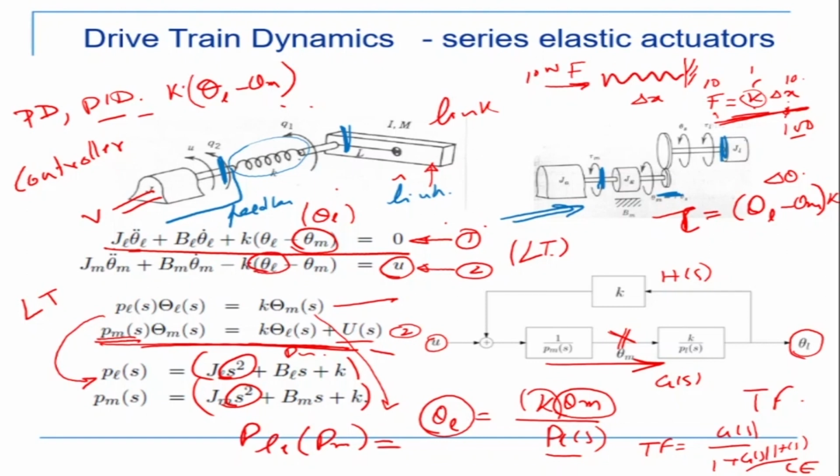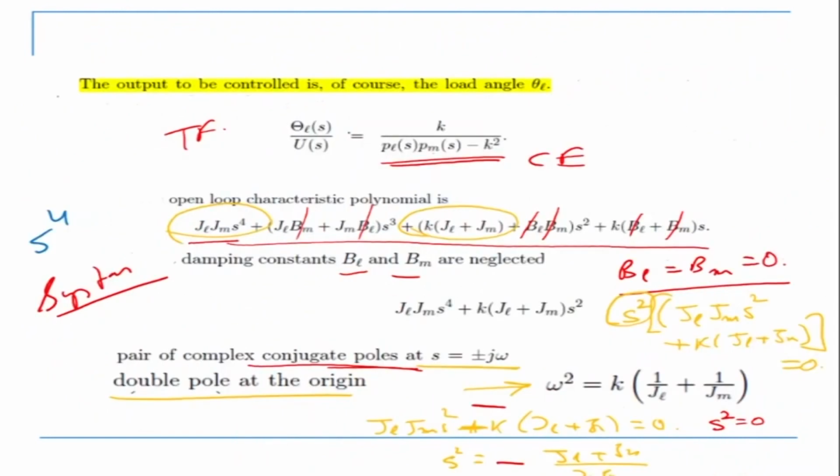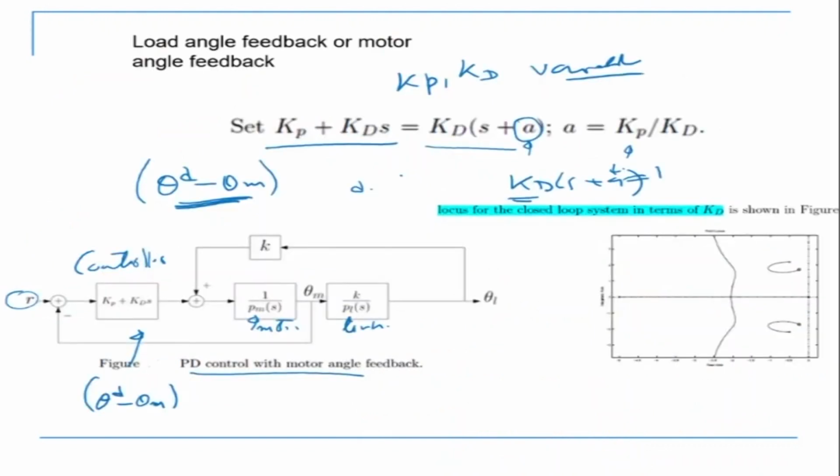Because there is a spring in between now, the encoder's feedback is going to be different depending on where you put your encoder. So in the first case, I have put my encoder on the motor side. Just behind the motor, I have put my encoder, and I'm getting my feedback from here. Now in such a case, what we see is that if I draw my root locus of the system.